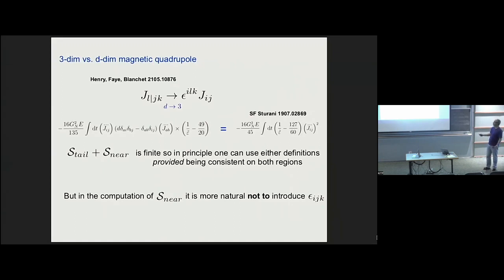And while in the far zone it was at the time natural for us to use the Levi-Civita tensor, in the near zone calculation there is nowhere for this Levi-Civita tensor to appear. So it is not natural for this kind of calculation to use it. So they were kind of summing apples and oranges here. And so that's why I think it didn't work.